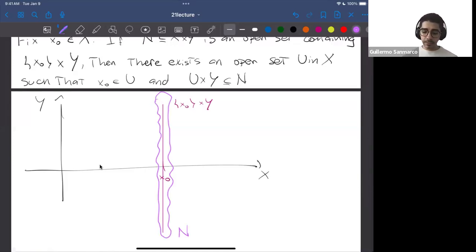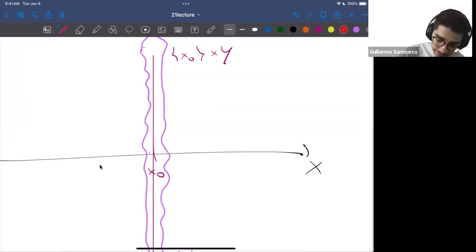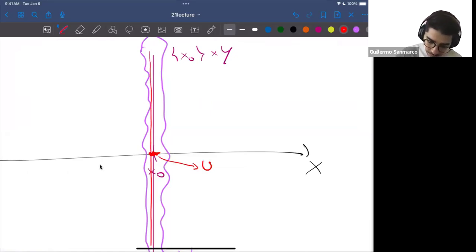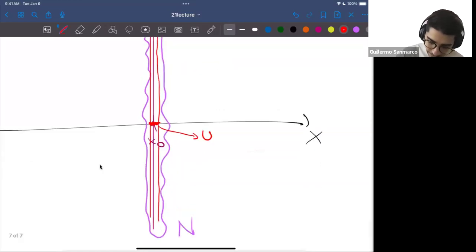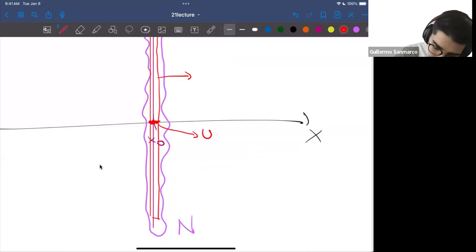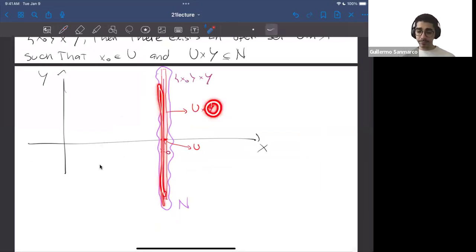And what we want to do with U is be sure that we have some little piece here. That'll be our U, such that when we take this tube, going all the way down and all the way up, we want that tube to be inside of N. So this is my tube, U cross Y. I'm going all the way up and down because I have Y here. So that's the idea.